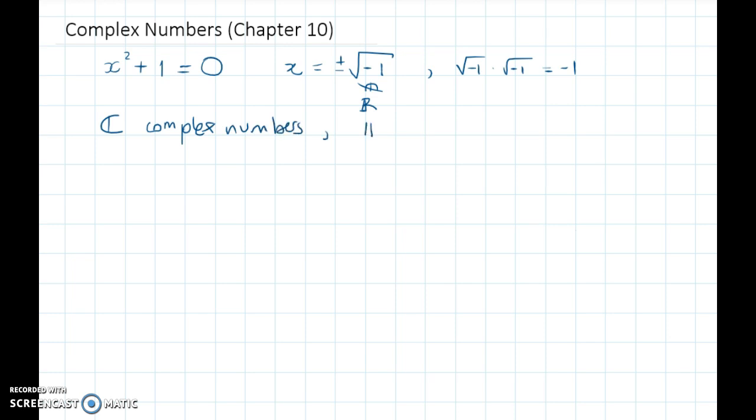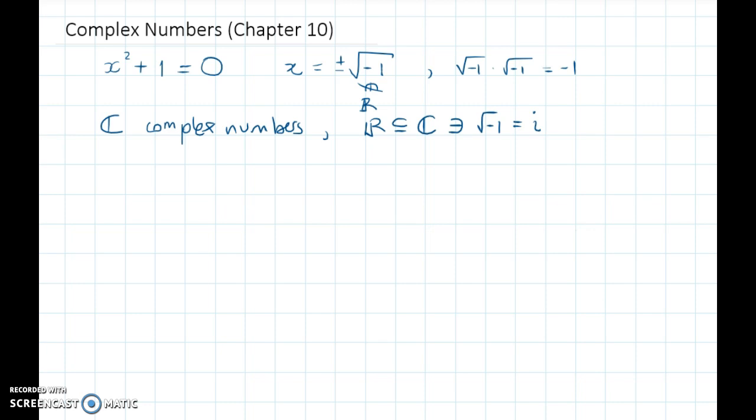These numbers include the set of real numbers, so the set of real numbers is inside the set of complex numbers, and this mysterious value, the square root of minus 1, is one of the numbers we're going to consider. It is just a notation to call this number, the square root of minus 1, by the letter small i, and we are going to follow that notation.